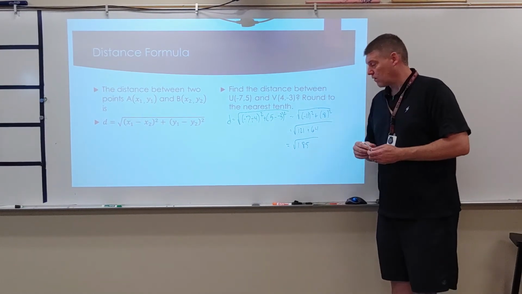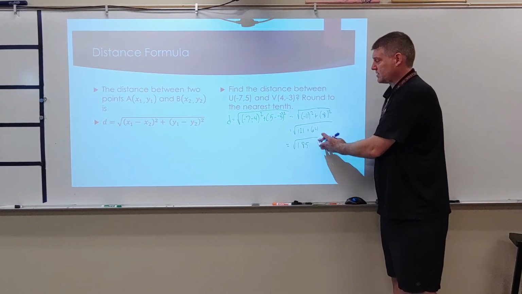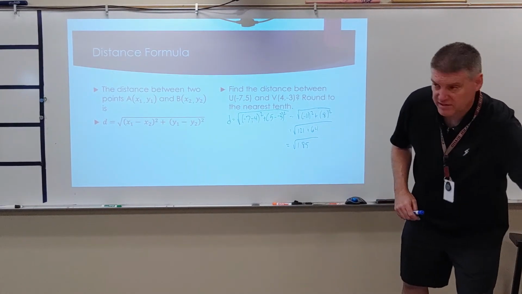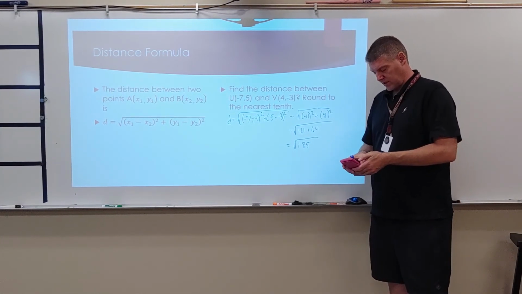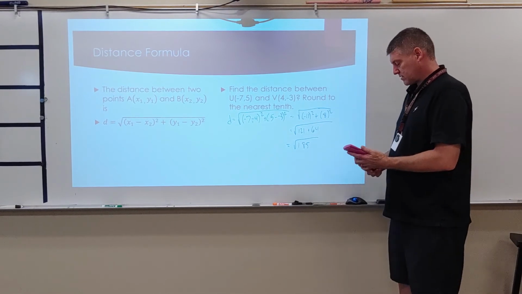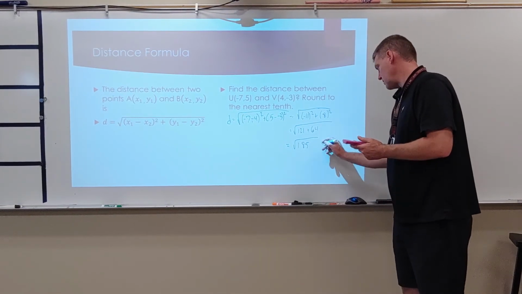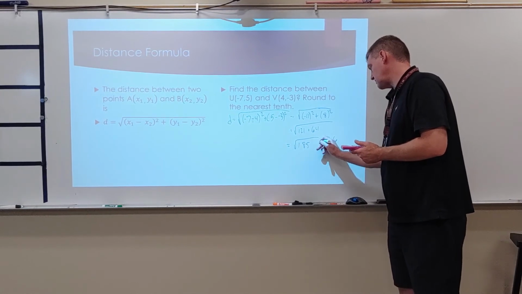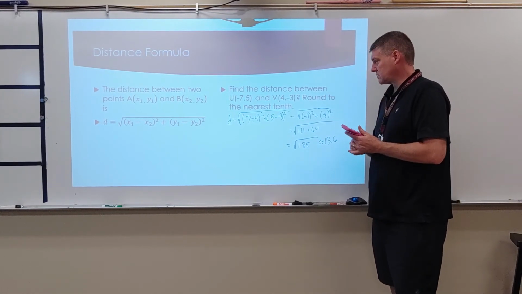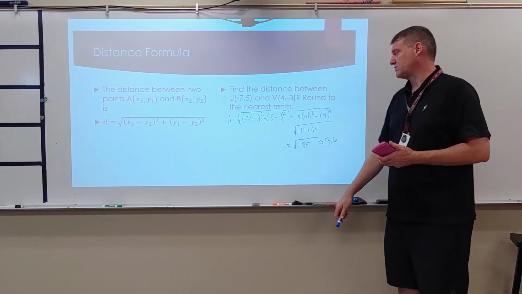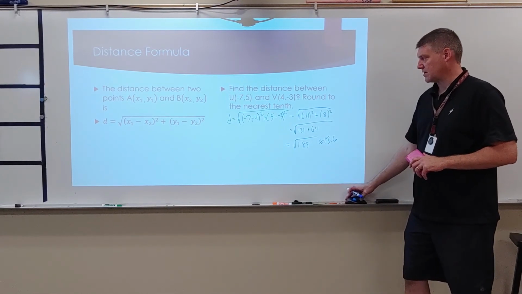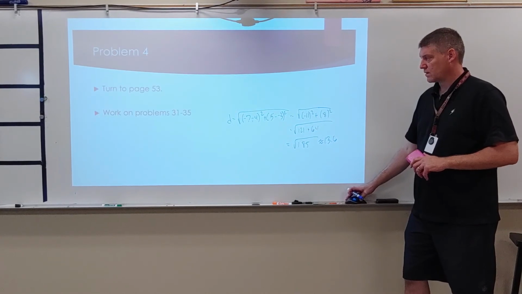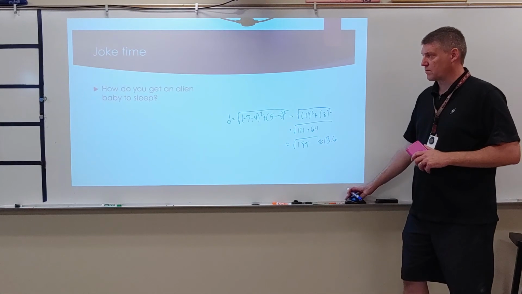Now, it doesn't say to leave it as an exact. It says round to the nearest tenth. So you're going to need to take your calculator and plug this in unless you're really, really good at square roots. So this is going to give me 13.6 is the distance between negative 7, 5 and 4, negative 3. So we're going to round that to that nearest tenth. All right, and that's midpoint and distance formula.